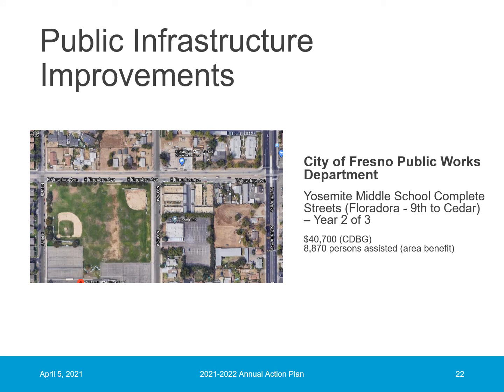$40,700 of CDBG funds are proposed for Year 2 of 3 of the Yosemite Middle School Complete Streets project. This is a second year of a multi-year neighborhood reconstruction project located on Floridora Avenue between 9th Avenue and Cedar Avenue. In program year 2020, funding was provided for preliminary engineering and right-of-way acquisition. In the current program year, additional right-of-way funds are requested.